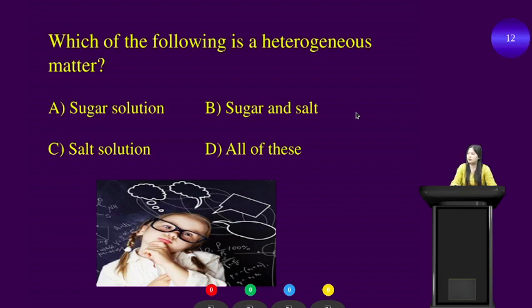Which of the following is a heterogeneous matter? Option A is sugar solution. Option B is sugar and salt. Option C is salt solution. Option D is all of this.